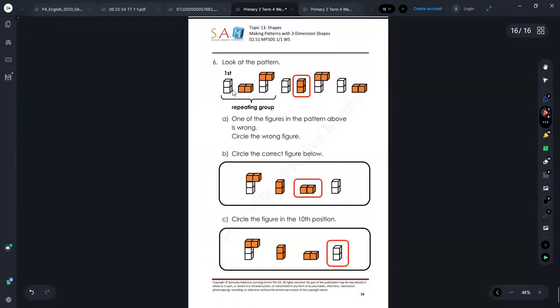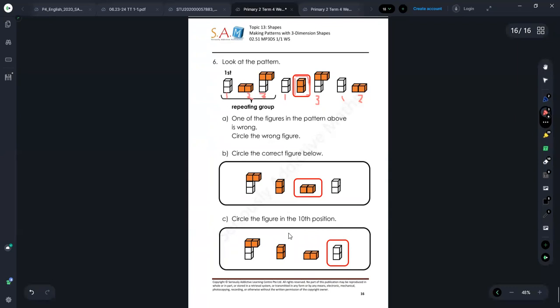Look at the pattern. One of the figures in the pattern above is wrong. Circle the wrong figure. If this is the repeating group, this is the first figure, this is the second, this is the third, and they are supposed to see whether the rest are correct. So this is 1, but this is different, so that's not 2, but this is 3. So obviously this one is wrong, and this one is correct, and 2. One figure is wrong, so circle the wrong figure, and then circle the correct figure. It should be this figure instead.